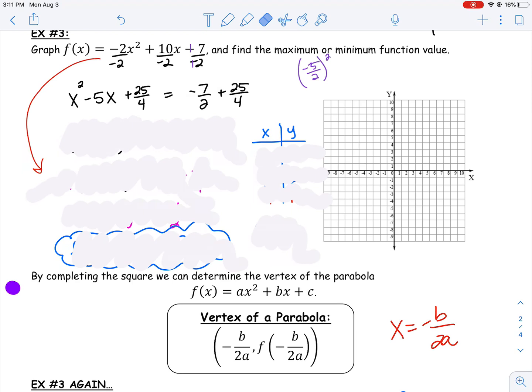You can already see that this one's going to get a little bit ugly because we've got lots of different fractions. But the only way right now for us to figure out where that vertex is, where that maximum is, is to make it look like vertex form. All right, so let's keep going.